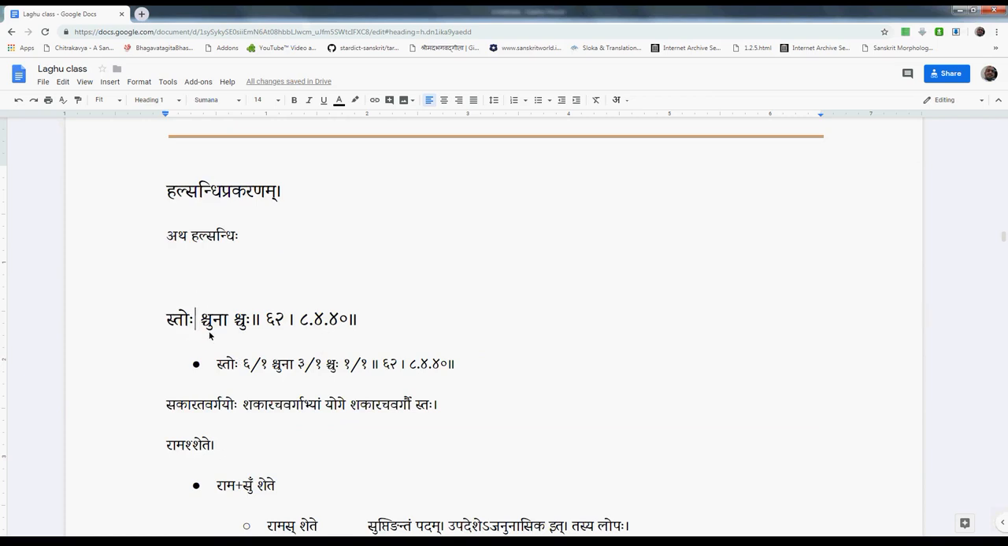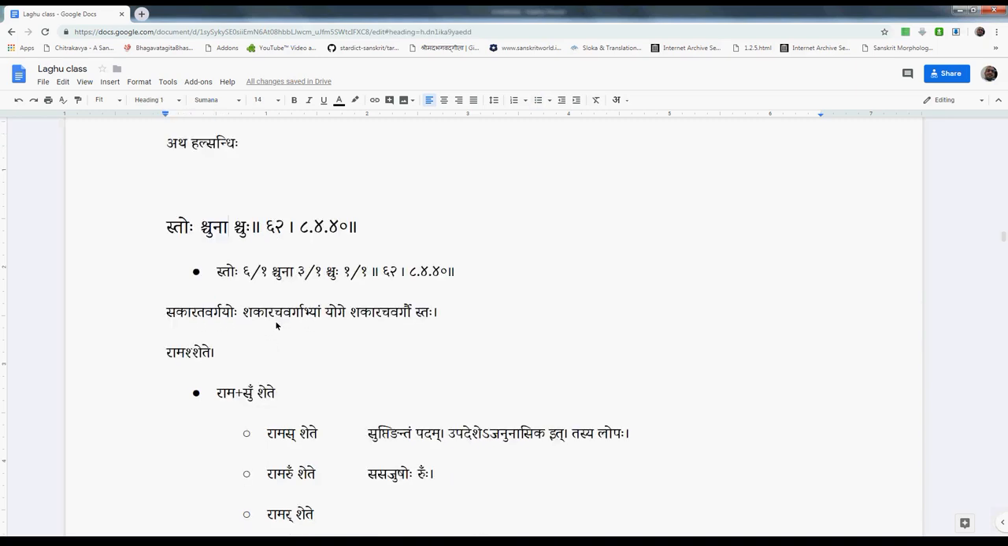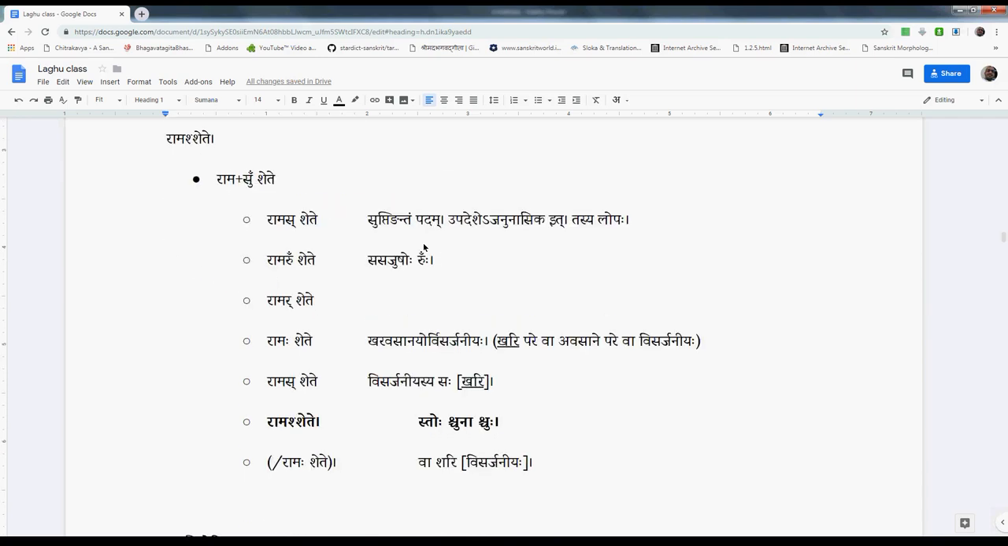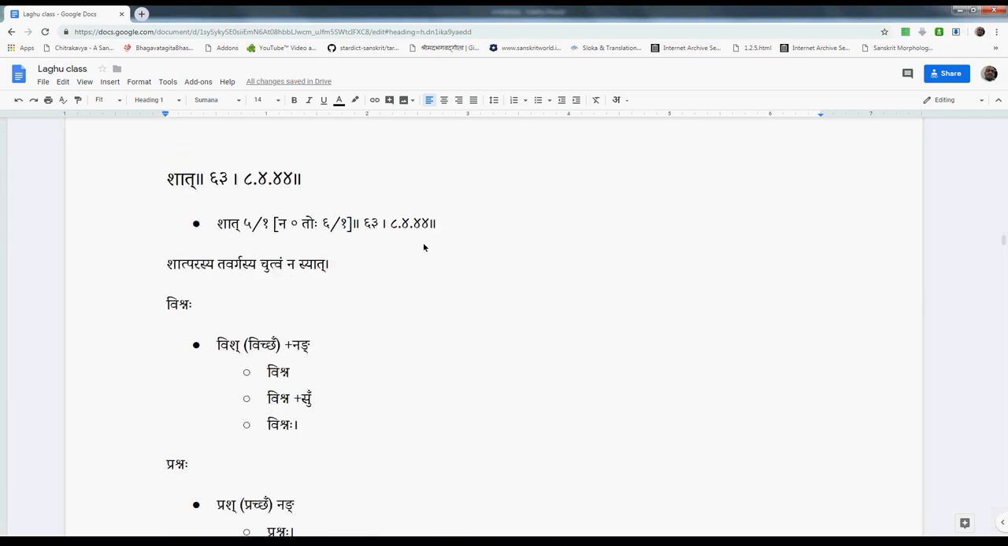Sakara and tavarga take chavarga or shakara respectively, as the adesha when followed by a chavarga or a shakara letter. So it's a bidirectional sandhi. Similarly, shtunaa shtuh. So he didn't cover that.